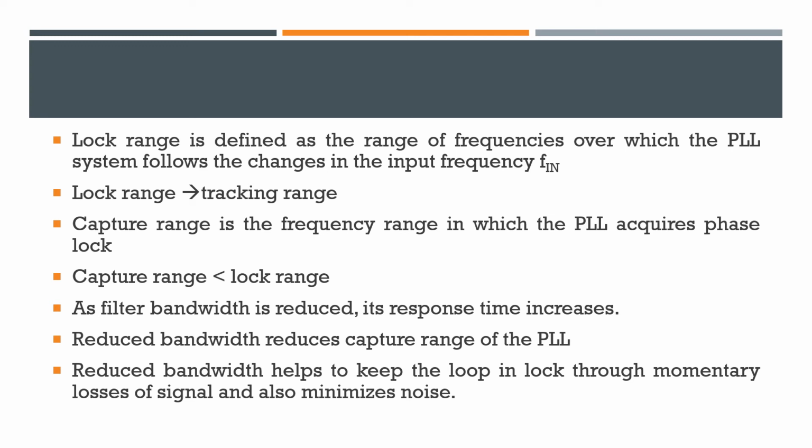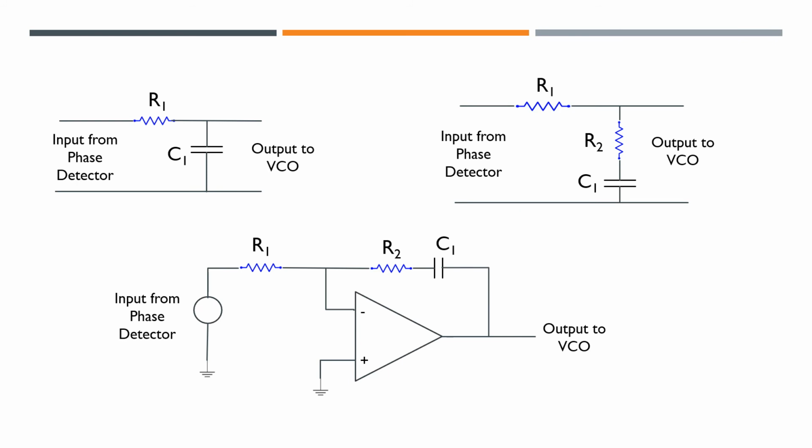So we will see the filter circuits which are used in this particular PLL. Here in this slide we can see three different circuits. In the first figure, we can see only passive components. It is a passive filter. The input from the phase detector is given, it goes to the passive elements, that is R1 and C1, and the output goes to the VCO. The second one includes a greater amount of filtering using two resistors, and the third one is an active filter where an op amp is used as the active element.